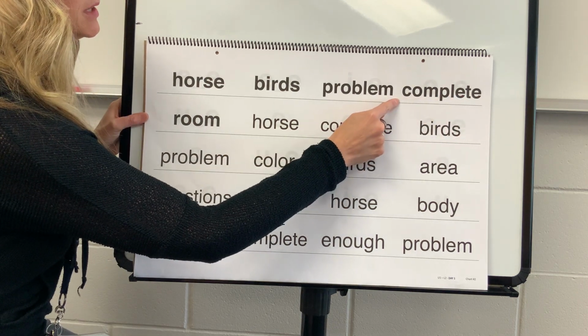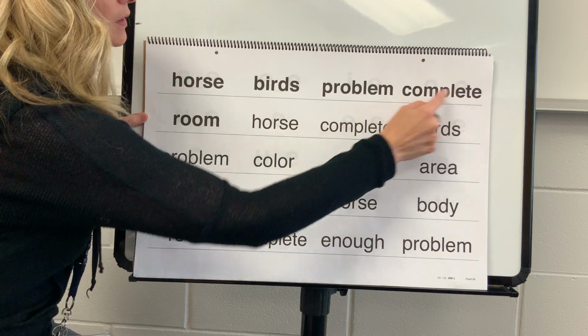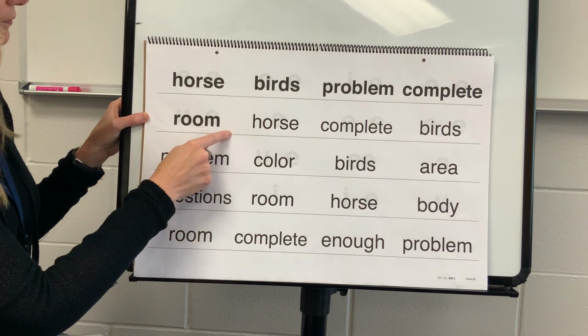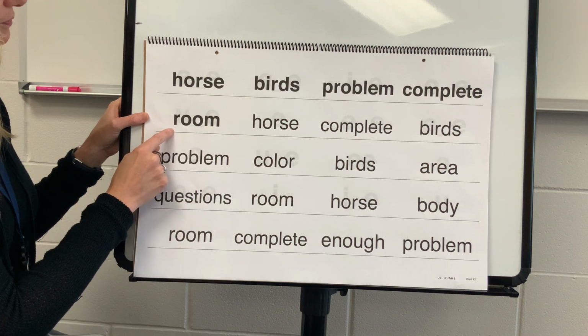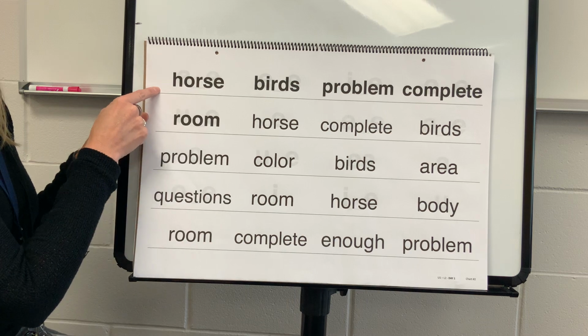Complete. Spell complete. C-O-M-P-L-E-T-E. Word? Complete. Room. Word? Room. Spell room. R-O-O-M. Word? Room. Now let's read these words.